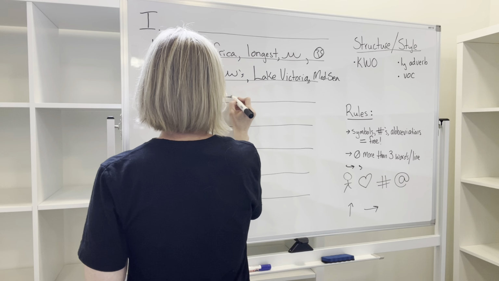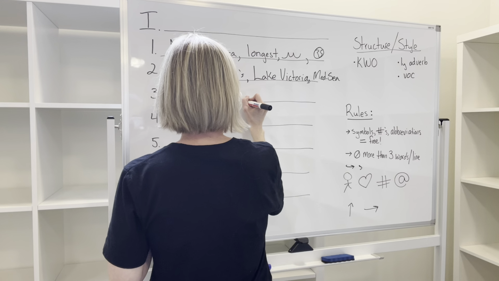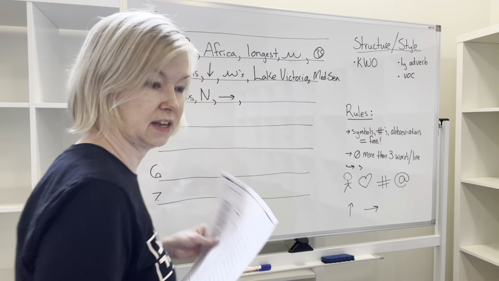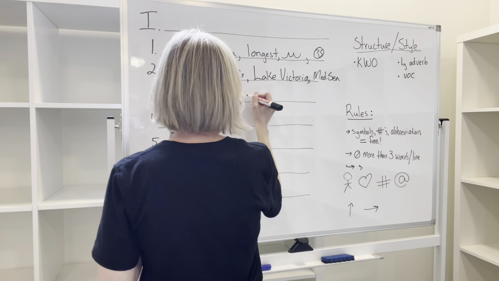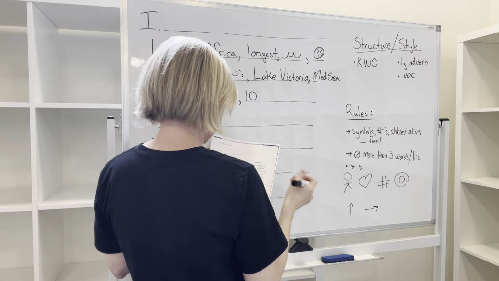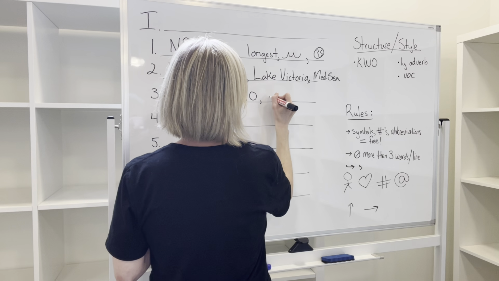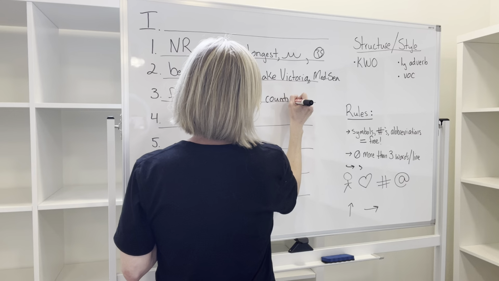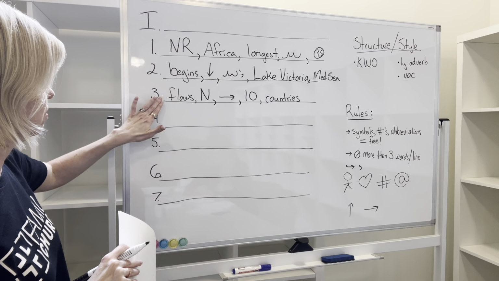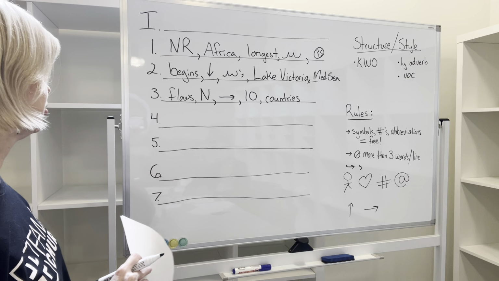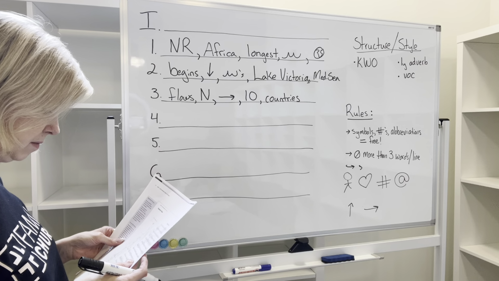You could do an arrow for through or along. And then what else doesn't count against you? What do you guys think? Yes, you're right. Numbers do not count against you. So we could say 10. That doesn't count against us. And countries. So it flows north through 10 countries. That's interesting. Let's do another one.